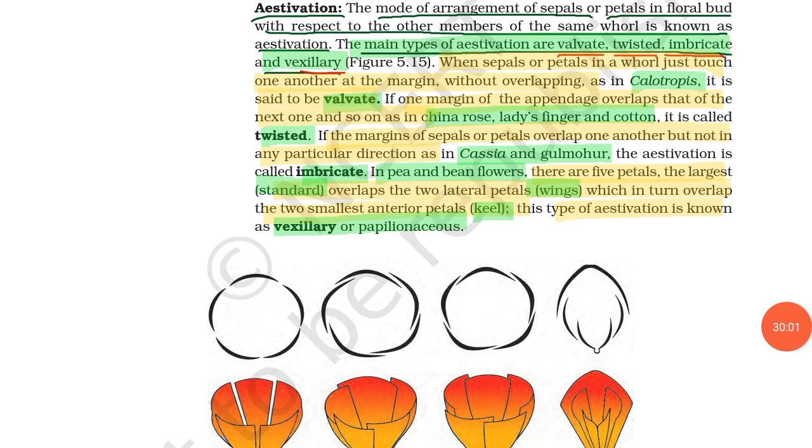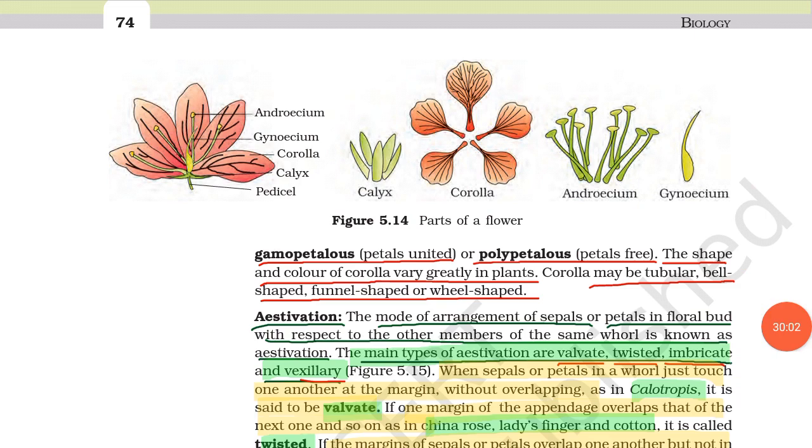So the example of valvate aestivation is Calotropis, and the examples of twisted aestivation are China rose, lady's finger, and cotton. The examples of imbricate aestivation are Cassia and Gulmohar. And the examples of vexillary or papilionaceous aestivation are pea and bean flowers.